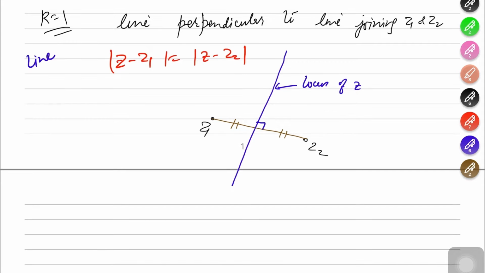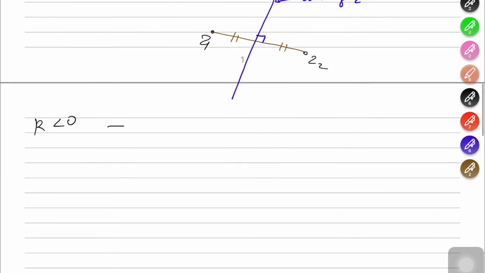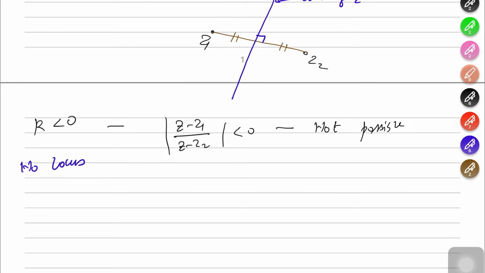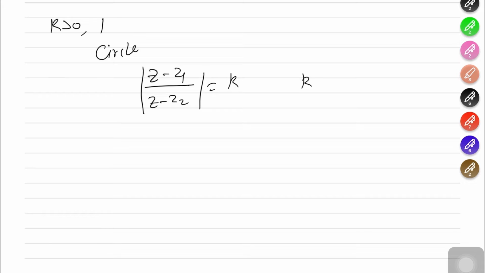Okay, now what if K is less than 0? Obviously it's not possible. K less than 0 means the modulus of Z minus Z1 upon Z minus Z2 is negative. Clearly not possible because modulus cannot be negative. That is, in this case, no locus. K is greater than 0 and K not equal to 1, because K equal to 1 represents a line. So K greater than 0 and K not equal to 1, they represent a circle.